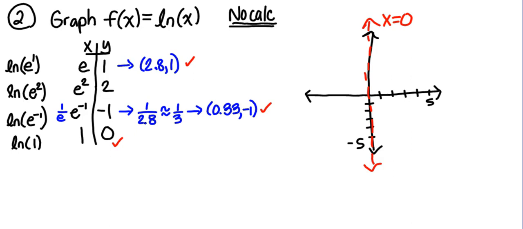2.8, be helpful if I finish this. 2.8 comma 1. So I'm going to go 1, 2, almost 3, not quite. 1. Then we've got 0.33 comma negative 1. So this is 1. So 1/3 is kind of like right there, down 1. And then last but not least, 1 comma 0. That is sufficient to sketch my graph.